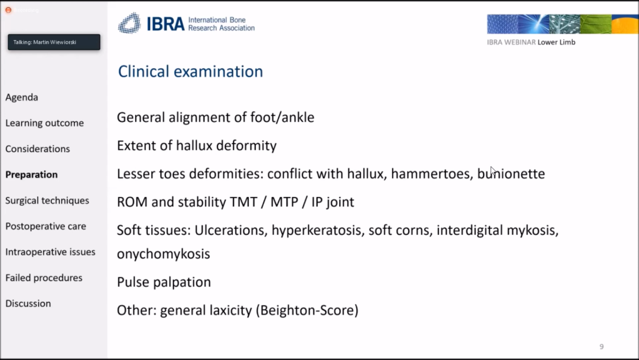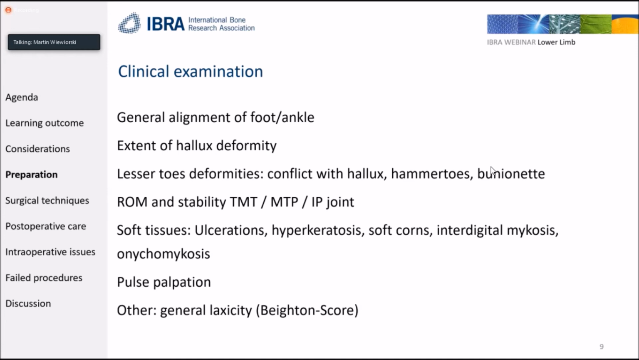You have to take a look at the soft tissues. You see ulcerations, hyperkeratosis. You can see soft corns between the toes. And also, before you do the surgery, please check between the toes. And also some mycosis of the toenails. And of course, pulse palpation, I think that's very important. It just gives you a general idea about the perfusion of the foot.